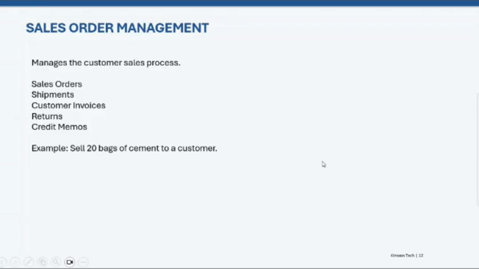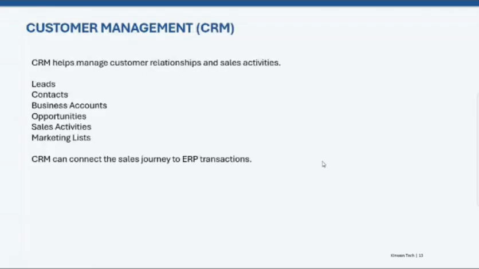So let us continue and get now to the customer management CRM module. Under the customer management or the CRM module, CRM helps manage customer relationships and sales activity. So this is where you usually get the leads, the contacts. We create a business account. We can have opportunities. We can have sales activity and marketing lists. So CRM can connect the sales journey to ERP.